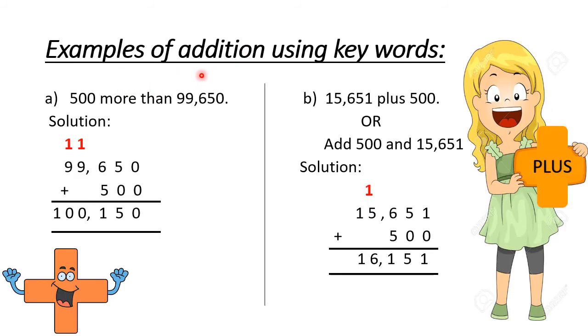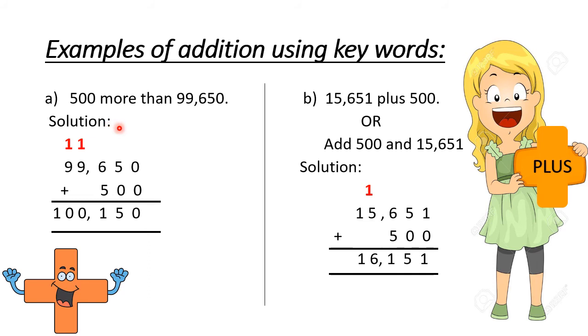Now these are examples of addition which have those keywords. For example, a question is given to you: 500 more than 99,650. Now the question arises: what do we have to do in this question? Do we add these numbers or subtract them, because we have not been given any sign here? By the keywords "more than", we can identify that this question belongs to addition, and we have to add these two numbers, 500 and 99,650.